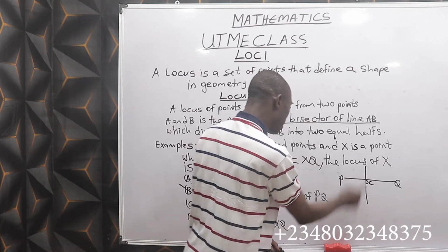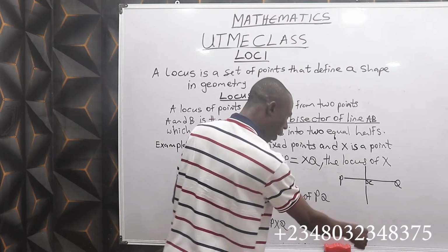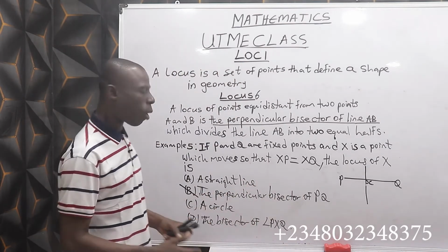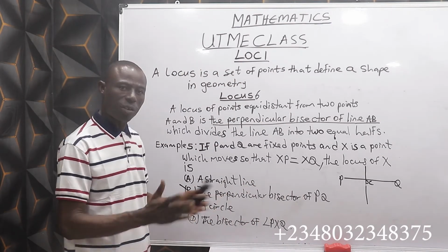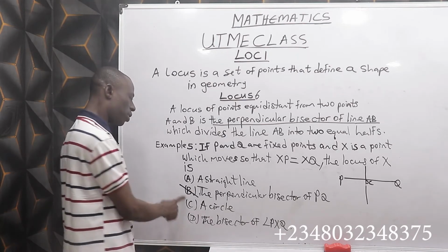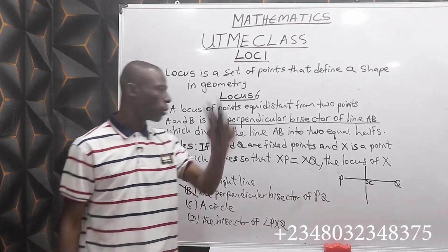And this line is called a perpendicular bisector of line PQ. A bisector divides something into two equal halves. So the correct option is option D, the perpendicular bisector of PQ.